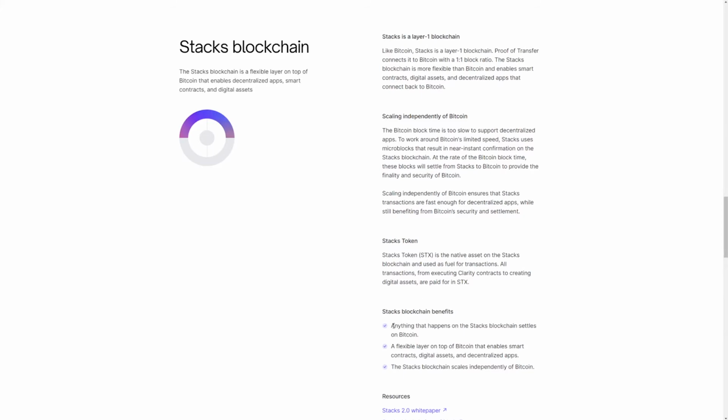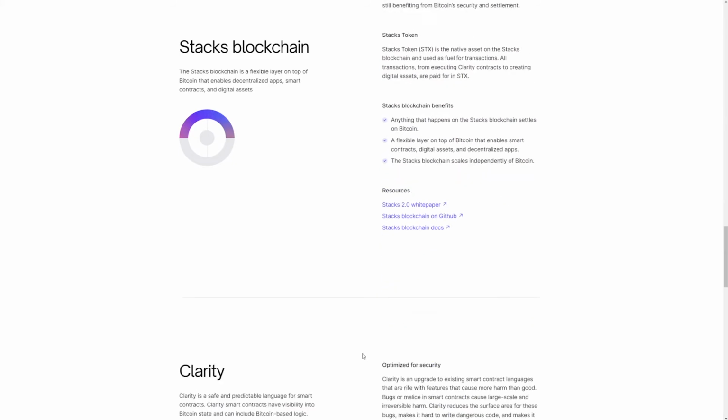So the key points to take away: anything that happens on the STX blockchain settles on the Bitcoin blockchain. STX is a flexible layer on top of Bitcoin that enables smart contracts, digital assets and decentralized apps, which the Bitcoin blockchain otherwise cannot. And this enables the STX blockchain to scale independently of Bitcoin.